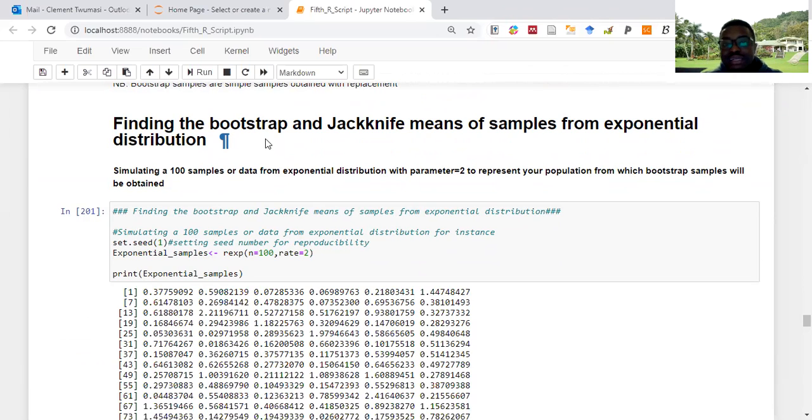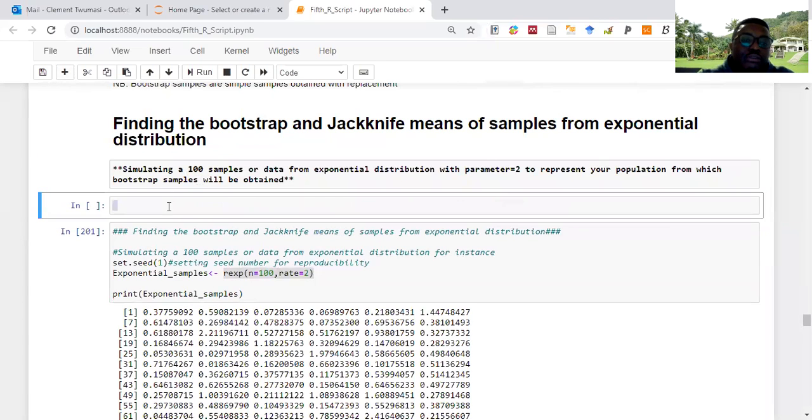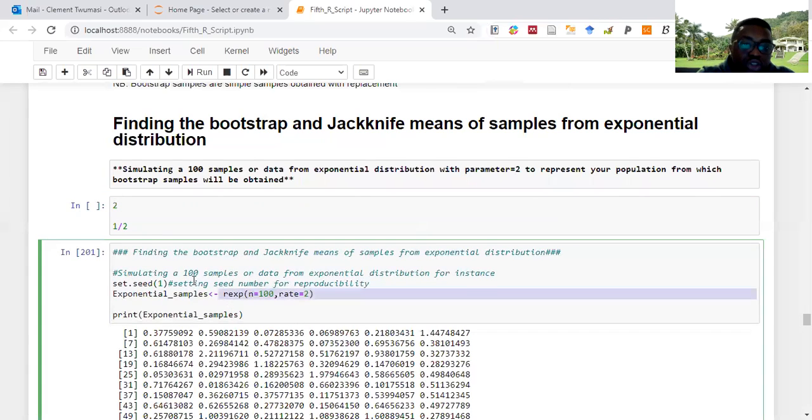So suppose I gave you a data set. For instance, suppose now we've simulated 100 samples from an exponential distribution with rate equal to 2. Keep in mind that if a random variable follows an exponential with parameter 2, the mean will be 1/2. If anything follows exponential with parameter lambda, its actual mean is going to be 1/lambda. So since I'm simulating from exponential with parameter 2, the true mean is actually going to be half.